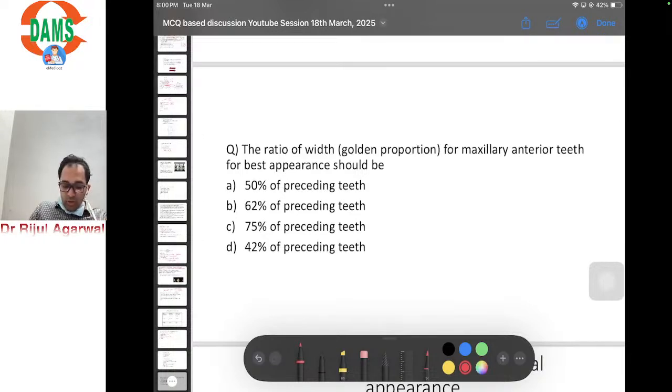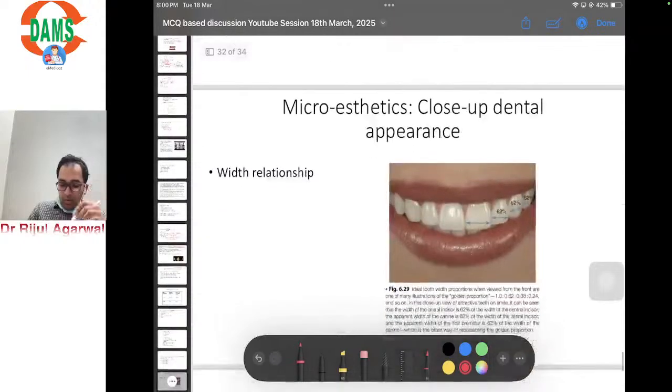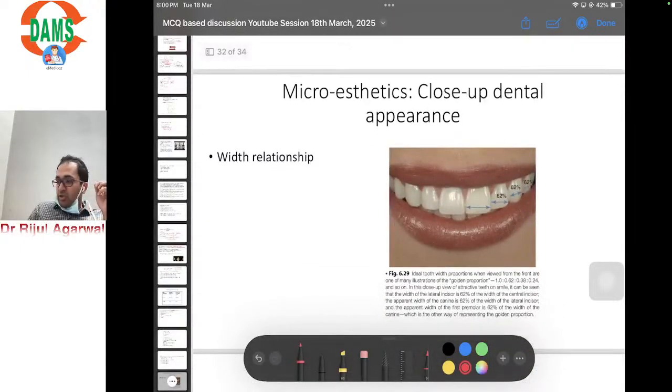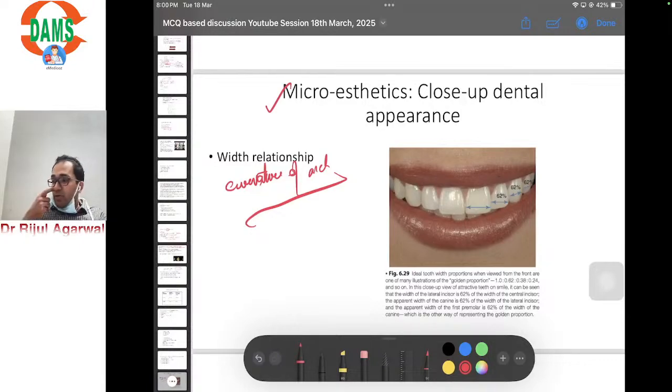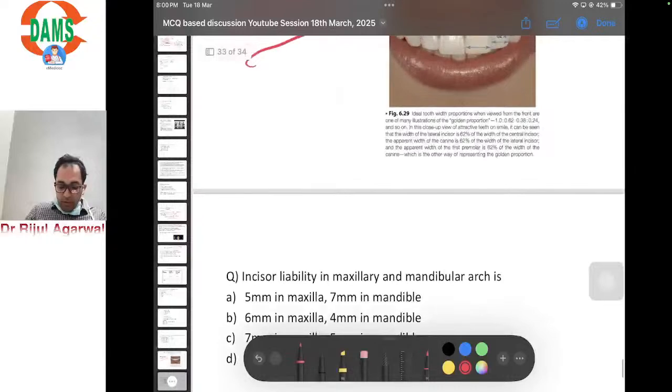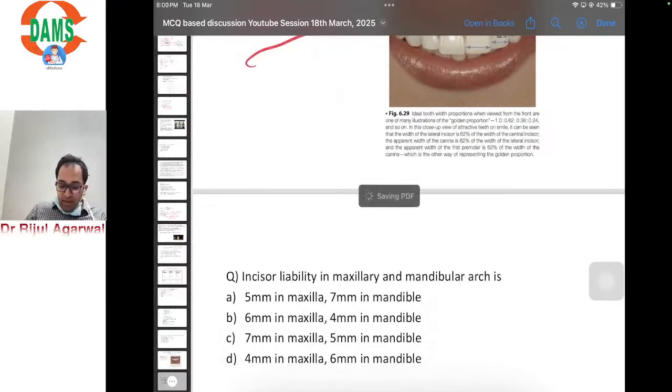Okay, so 62% of the preceding teeth, so it's also known as golden proportion. So this is the apparent width relationship. Why? Because of the curvature of the arch. Also part of micro aesthetics. Okay, next question. Incisor liability in maxillary and mandibular arches. Very easy question.